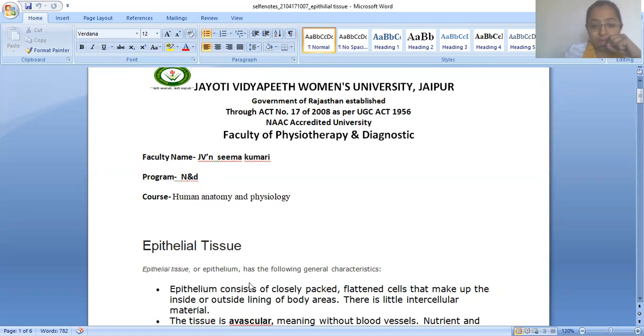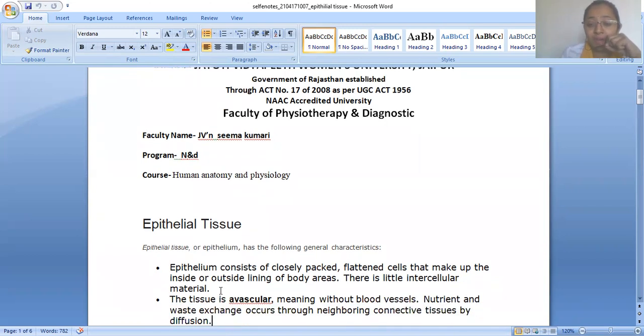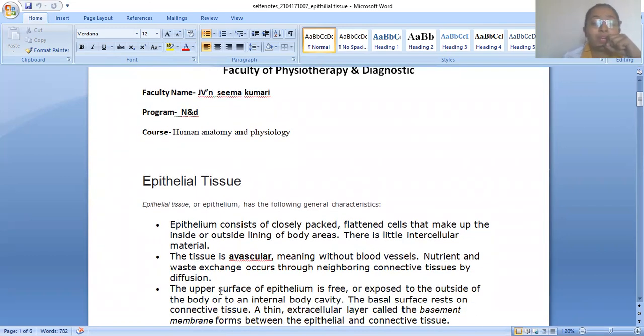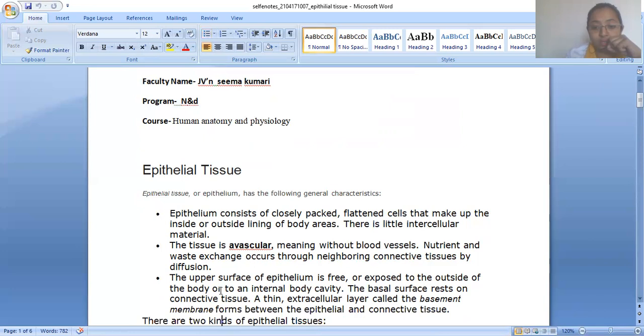Epithelium consists of closely packed flattened cells that make up the inside and outside lining of our body areas. There is little intracellular material, so in epithelial tissue, intracellular materials are less. The tissue is avascular, meaning without blood vessels. Nutrient and waste exchange occurs through the neighboring connective tissue by diffusion. So here the transport and exchange between the tissues is through diffusion.